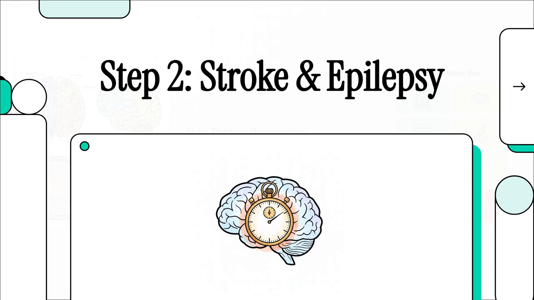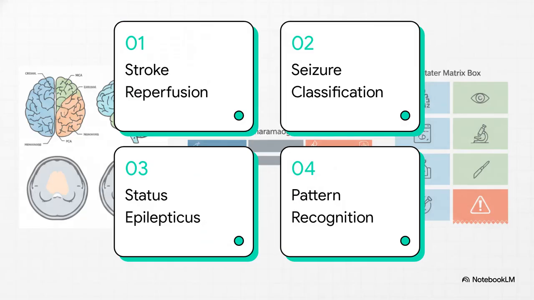We are ruthlessly decoding cerebrovascular and epilepsy protocols today to build your clinical pattern recognition for the USMLE Step 2 CK. This explainer is all about stroke protocols and epilepsy algorithms, so let's get right into it. Here's our clinical pathway index for this session. We'll be hitting acute ischemic stroke reperfusion windows, clinical seizure classification and pediatric spectrums, status epilepticus pharmacological emergencies, and finally, accelerated pattern recognition and neurological traps.